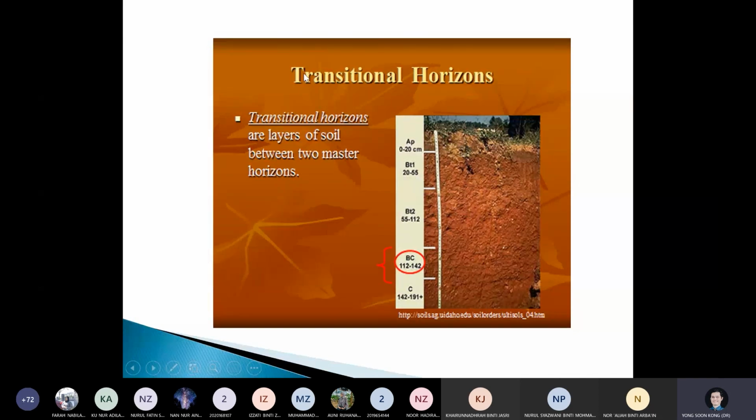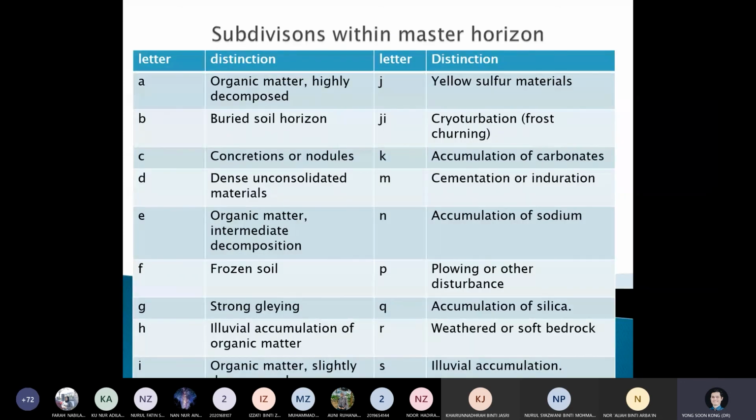In the next slide, we're going to learn about the transition horizon, which is between two master horizons, but I probably won't dwell too much on it for obvious reasons, if you know what I mean. If I don't explain too much, that means you don't need to waste your time. So I skip, and I think this is the last slide of today's first lecture.